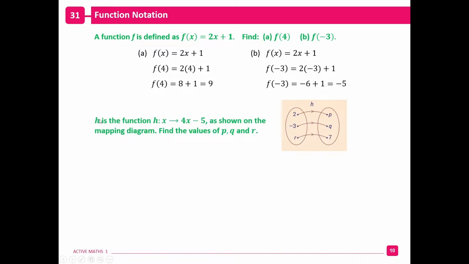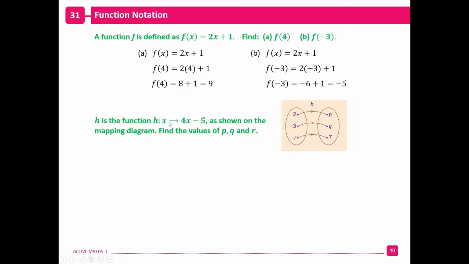Now this time we have h, a function. Remember how we said that it can be any letter, but more often than not, it's f or g and h. So here we have a function called h, and we're using the alternative function notation to show how we get the outputs for this function.